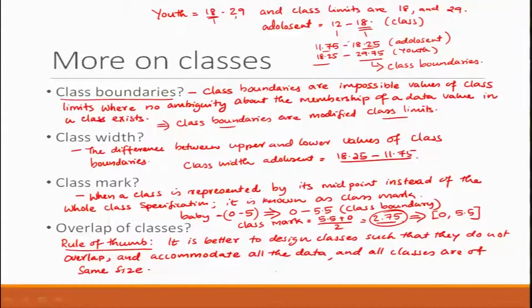So, yes, you can design a class with an overlap, but it is better to design classes such that they do not overlap, accommodate all data so you do not lose any data, and classes are of the same size. Let the width of the class be similar. You can see that the baby class is of one width, the adolescent is of another width, and the youth is of a different width. Instead of doing that, it is advisable that you make all the classes of similar width.